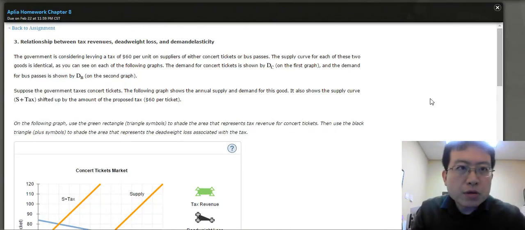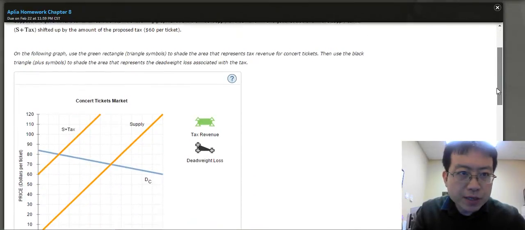Alright class, in this video I will show you how to do number 3 on Chapter 8 Apply homework. This is not a hard homework question, it just looks pretty scary, but if you take it step by step it's actually pretty easy. So first we have this graph over here.